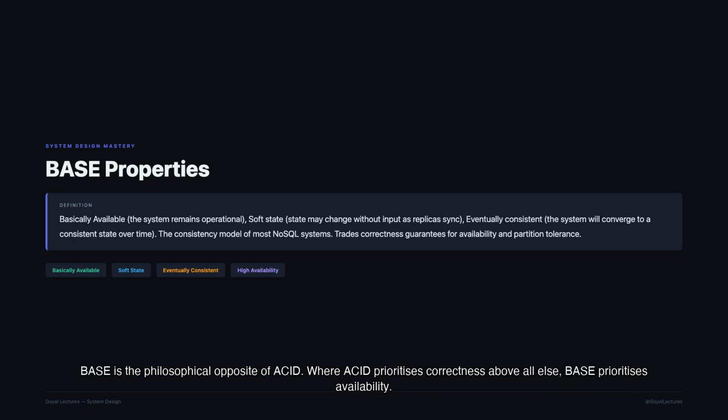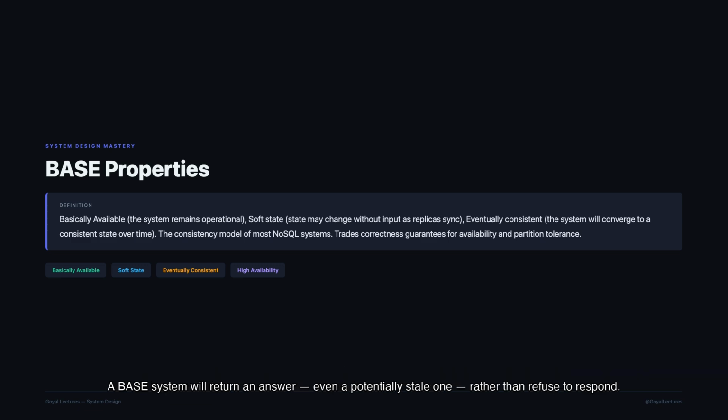BASE is the philosophical opposite of ACID. Where ACID prioritizes correctness above all else, BASE prioritizes availability. A BASE system will return an answer, even a potentially stale one, rather than refuse to respond. The name is deliberately a contrast to ACID. ACID is hard and precise. BASE is soft and approximate. In chemistry, they're opposites. In databases, they describe two different bets about what matters most.